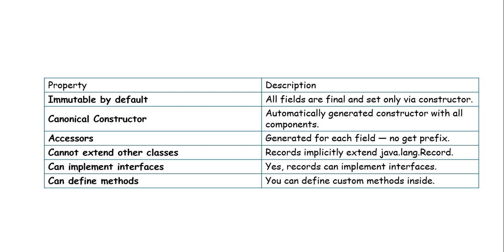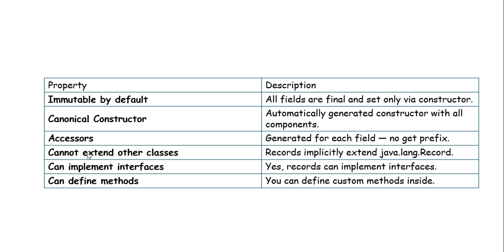And we have the canonical constructor, wherein we have the automatically generated constructor with all the components, and then we will have the accessor methods. So you don't get a get method per se. If you have a field like name, you'll get a method called name, not something like a getName method.